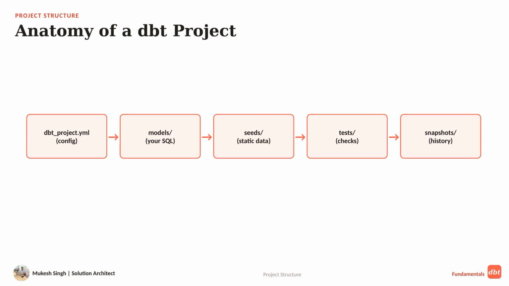The models folder is where almost all of your actual work lives, one SQL file per model. The seeds folder holds any static reference data you want to load in. Tests holds the checks we'll write later in this video. And snapshots holds the point-in-time captures we covered in the last video. Every DBT project you'll ever open follows this same basic shape, which is exactly why an experienced DBT developer can open a project they've never seen before and immediately know where to look for any piece of logic.